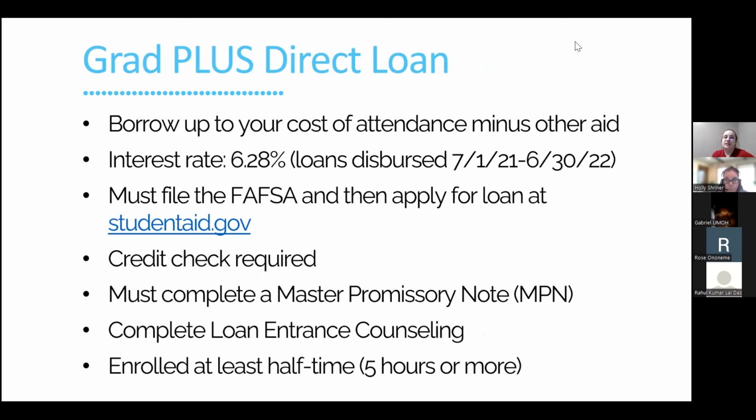The interest rate on these is 6.28%. Just like the unsubsidized loan, it's going to be fixed once you accept the loan, but it could change from year to year based off of the different loans that you apply for. You also have to complete an additional application at studentaid.gov that will go through a credit check. There is entrance counseling and a master promissory note that has to be completed for these as well. And you do need to still be enrolled at least half time.